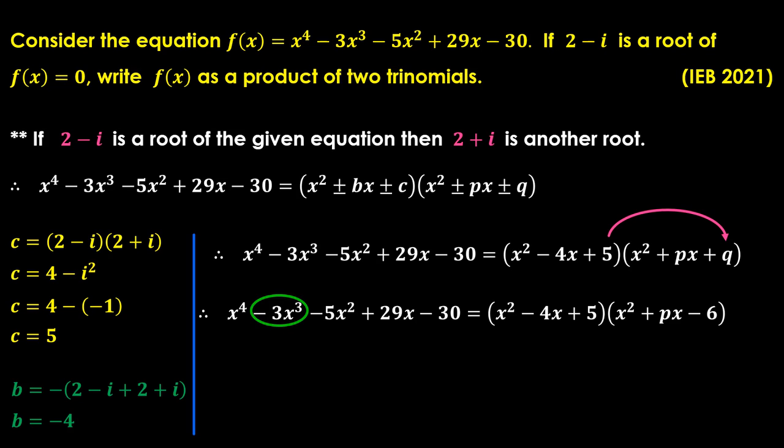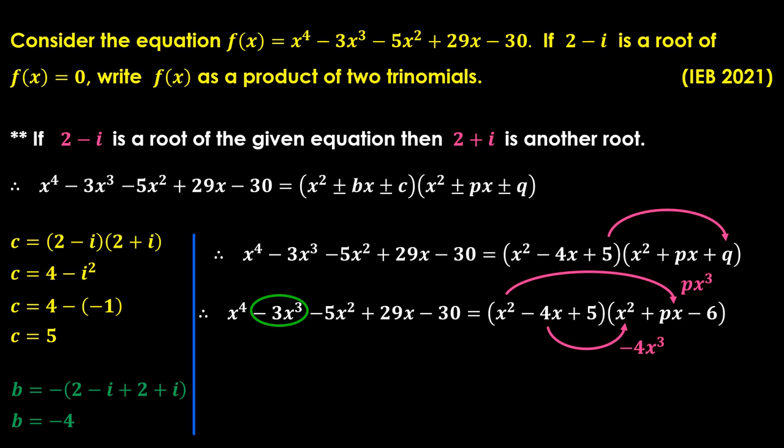So it just limits the calculations I have to do. So first of all, x squared times px is the one that I'm going to use, and that will give me px cubed. And then the other combination that will give me x cubed will be the minus 4x times x squared. And minus 4x times x squared is minus 4x cubed.